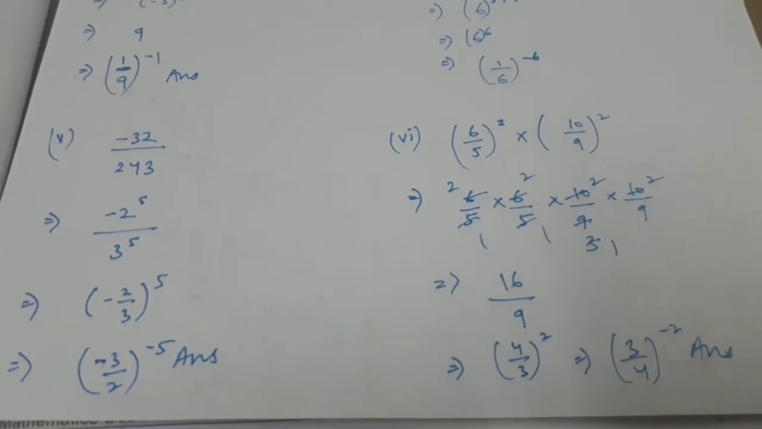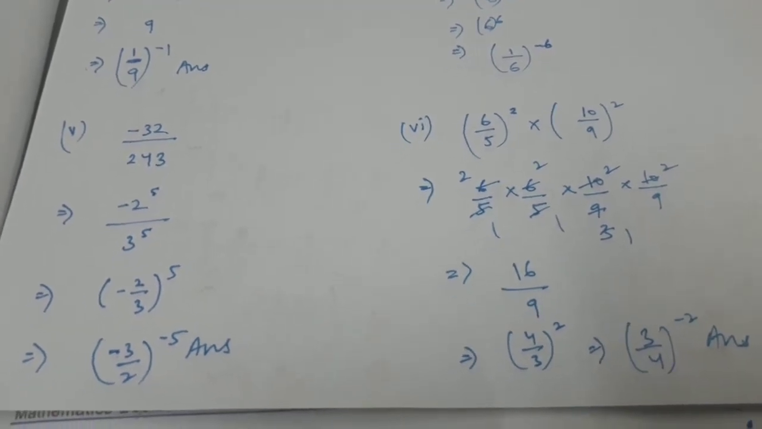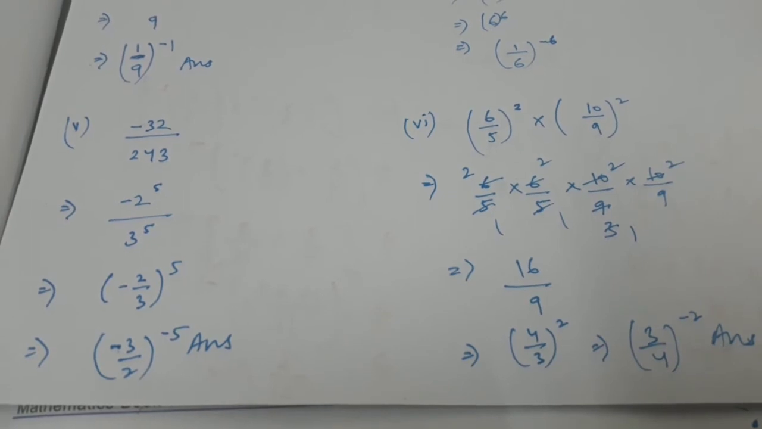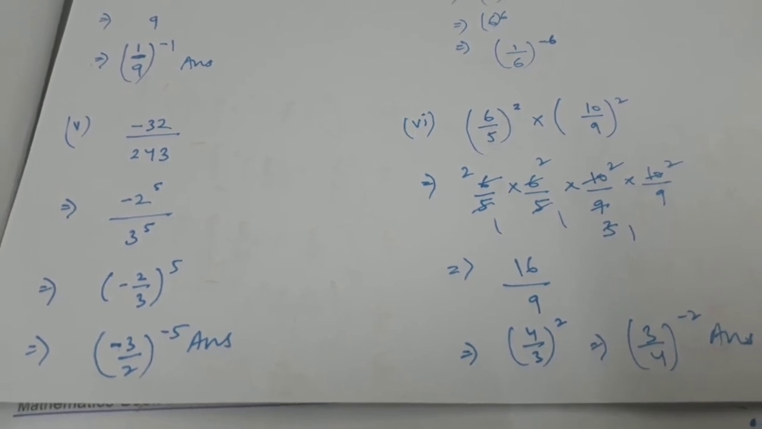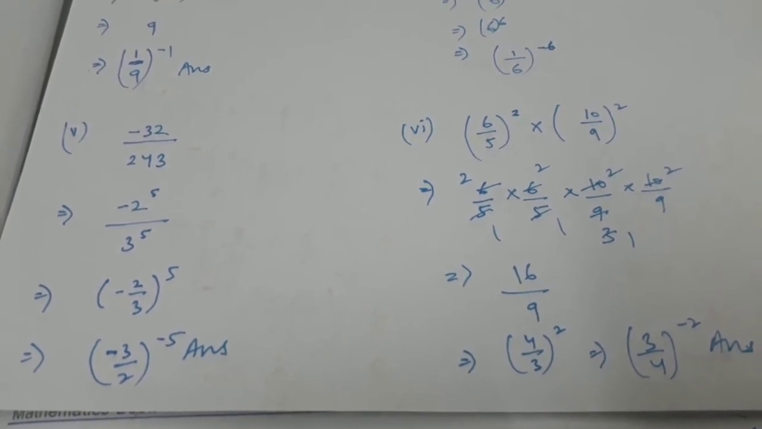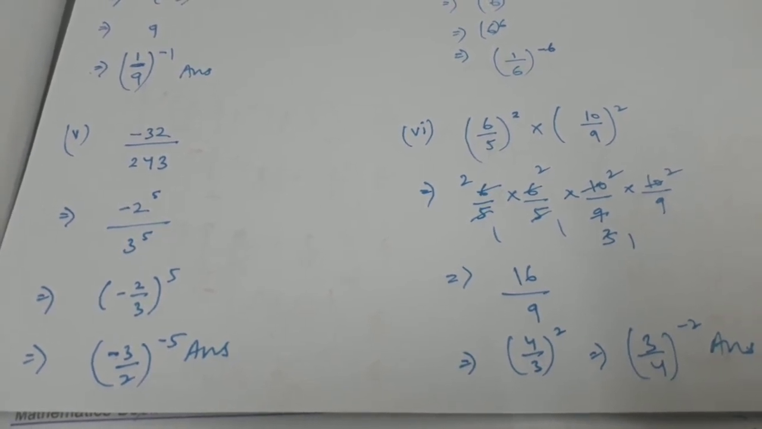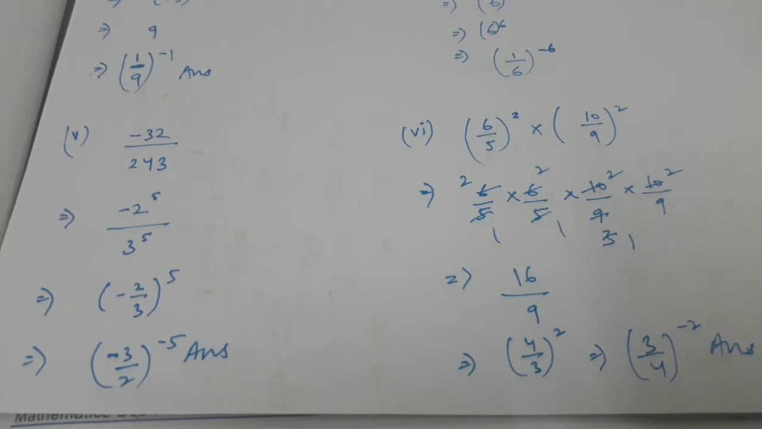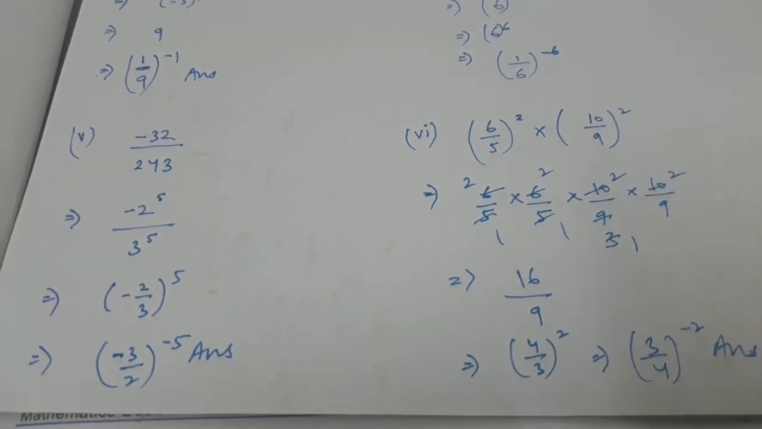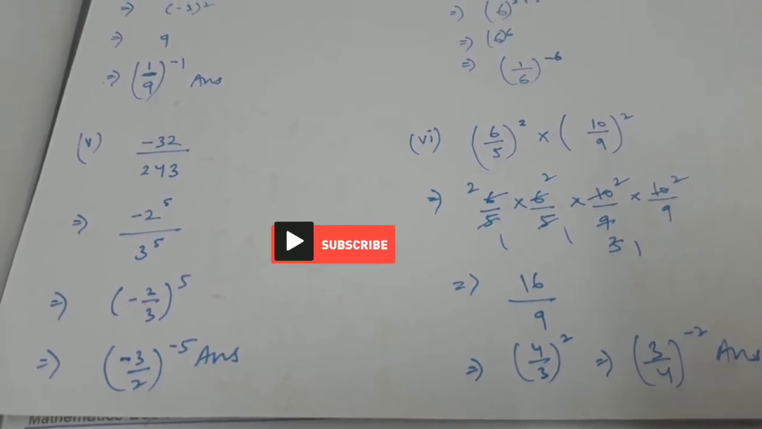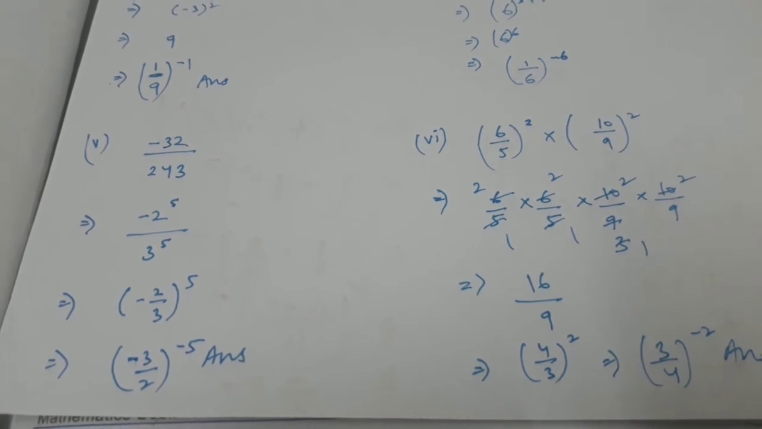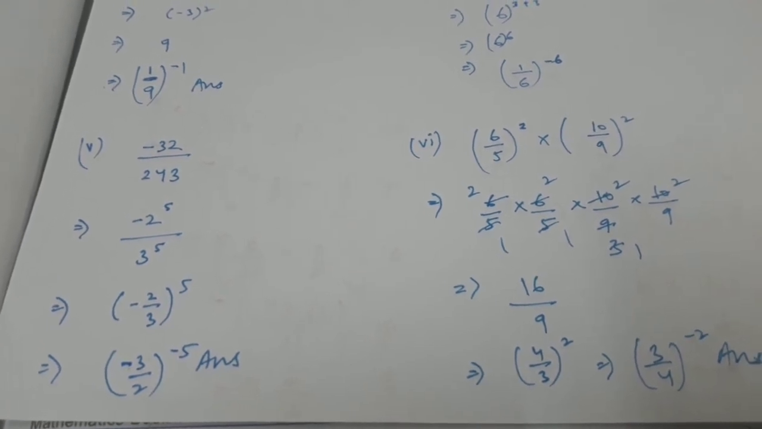In part 5, minus 32 by 243 is given. So minus 2 raised to the power 5 by 3 raised to the power 5. We can write minus 2 raised to the power 5 by 3 raised to the power 5 as minus 2 by 3 whole raised to the power 5, that is minus 3 by 2 raised to the power minus 5.